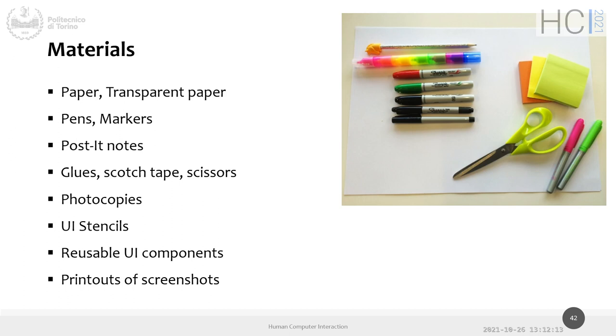The ingredients, the material for creating a paper prototype are extremely basic. So everything that probably you have in your drawer: paper, pen, pencil, scissors, post-its, and so on. Okay, you may want to have some photocopies if you are creating an interface with many variants, so you don't have to draw everything from scratch. You draw the general template of the application without any specific content or widget inside. You make some copies and then you just fill it, just for being faster.